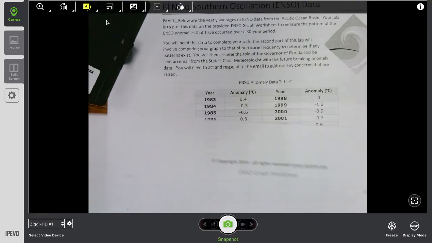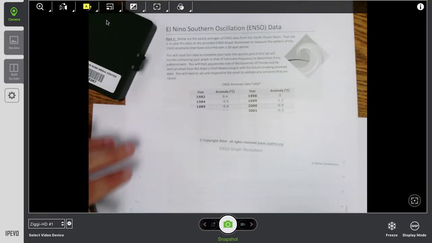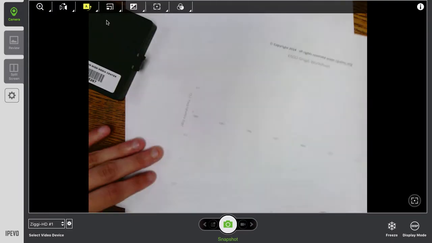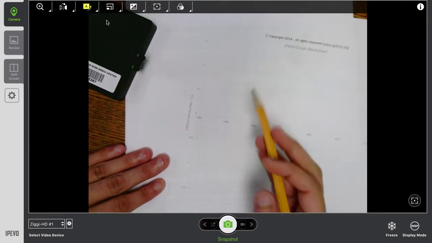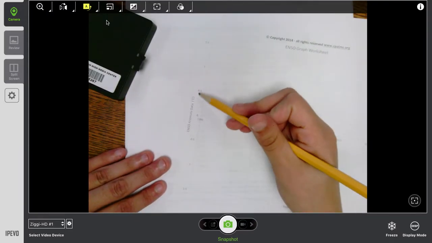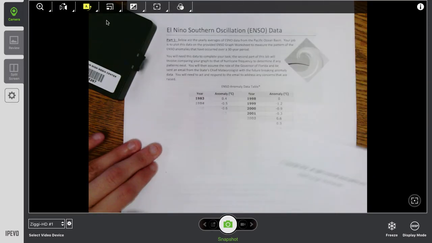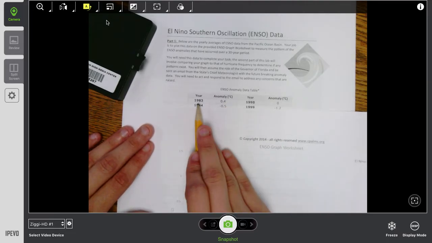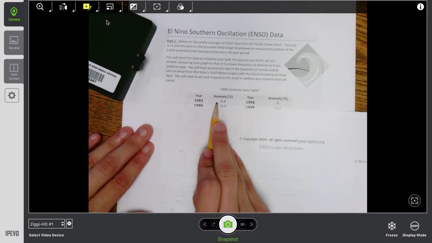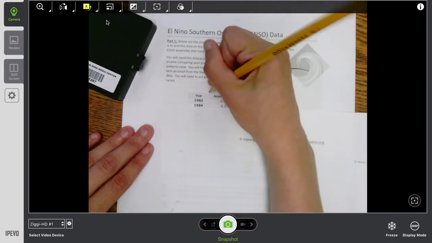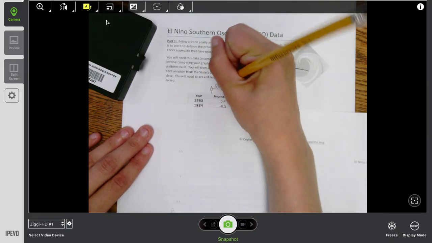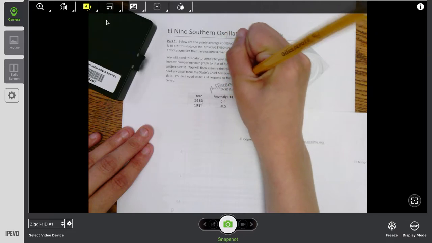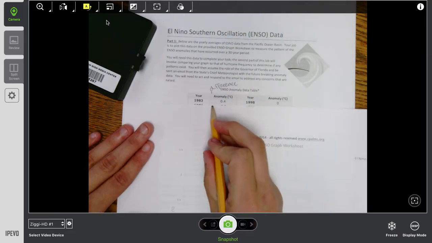I know it's very light and not easy to see, and I apologize for that. I'll try to make sure when I print these it's a little bit darker. So we're going to start on this side with our years here in the middle. I'm going to go starting at the beginning, the year 1983. The anomaly, and what anomaly means is difference in what it normally is, 0.4 degrees.